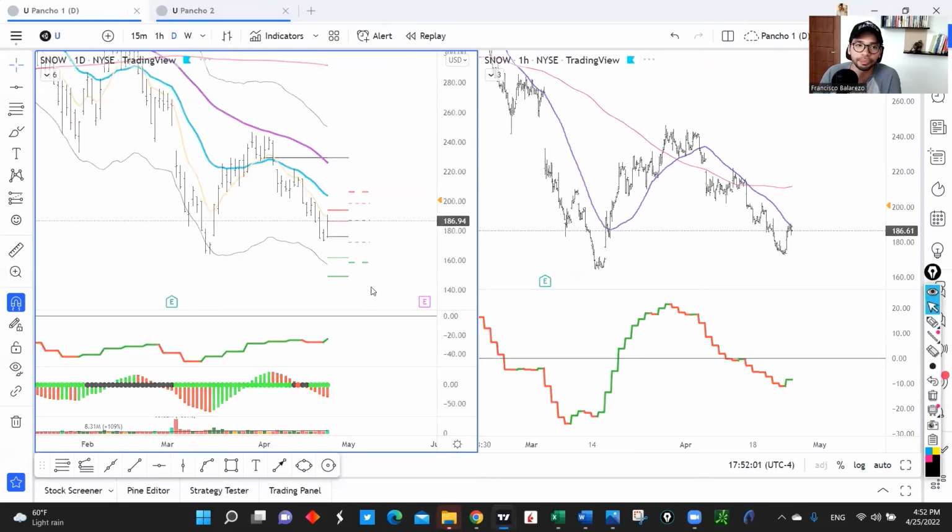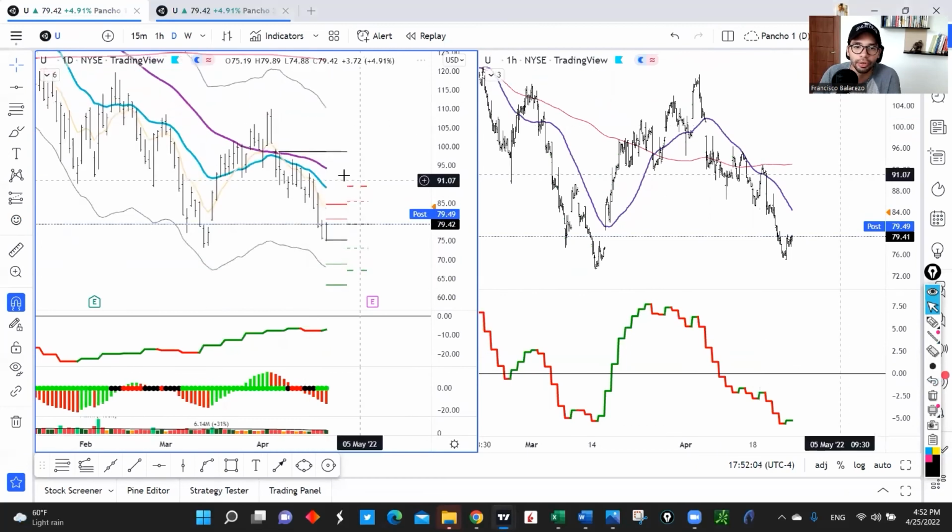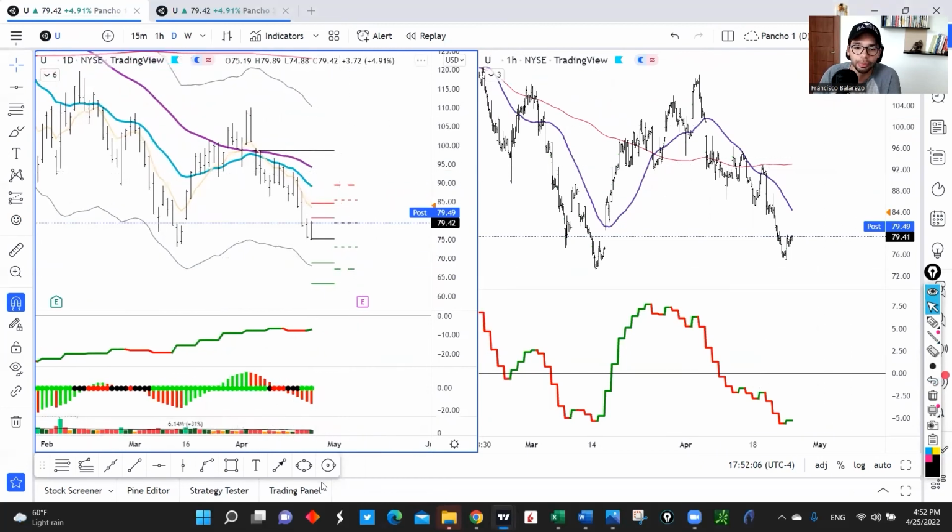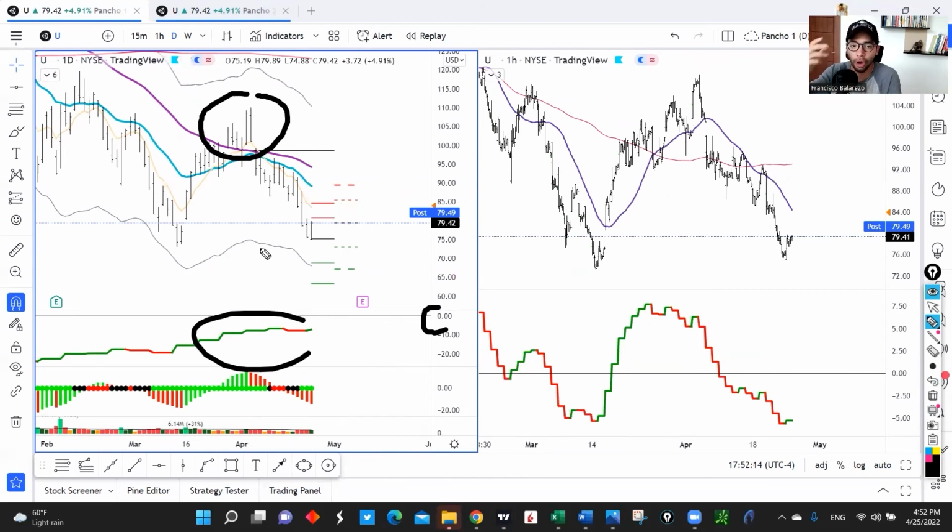And then finally, I have Unity Software, right? And this is something pretty interesting as well. You can see that the Moxie was below zero, and the price was above that daily 50. And as we know in the Moxie rules, right, the price should not be above the 50 when the Moxie indicator is below zero. And then price, of course, got rejected.